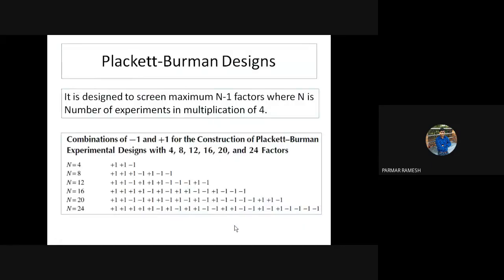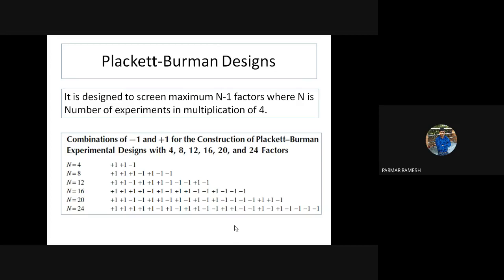Okay, Plackett Burman designs. These designs are the true form of the screening designs. When we have a larger number of variables and we want to screen them, that is, which variables are to be included in the experimentation and which are to be omitted or kept constant, that is to be assessed by Plackett and Burman designs. That is done by proper screening.